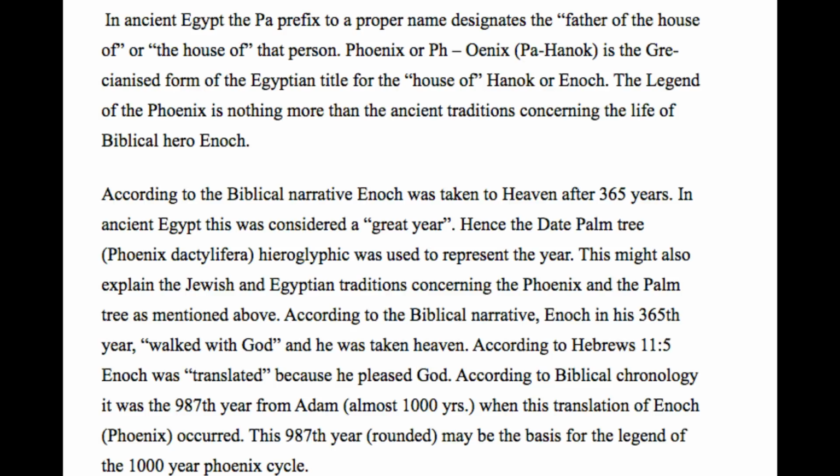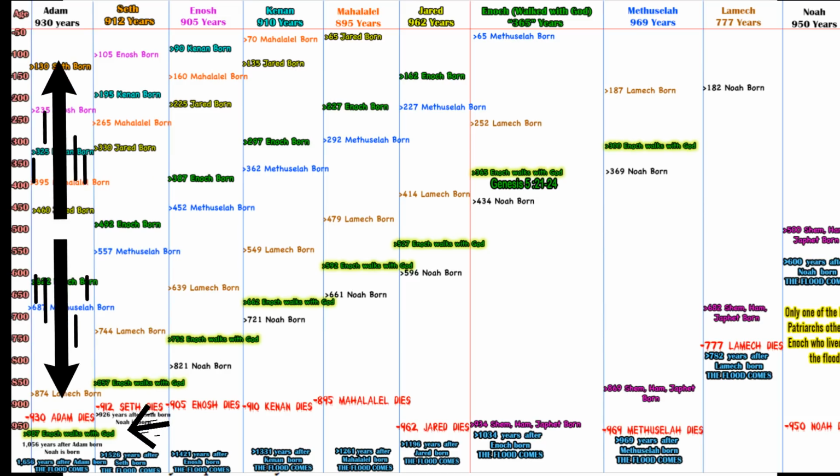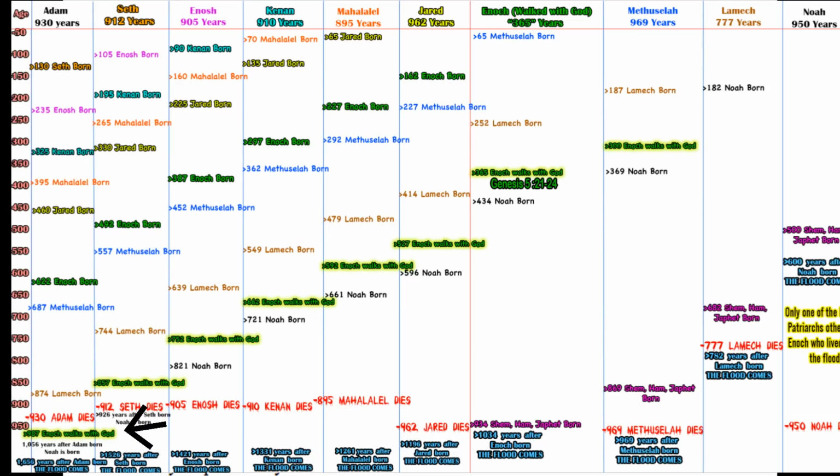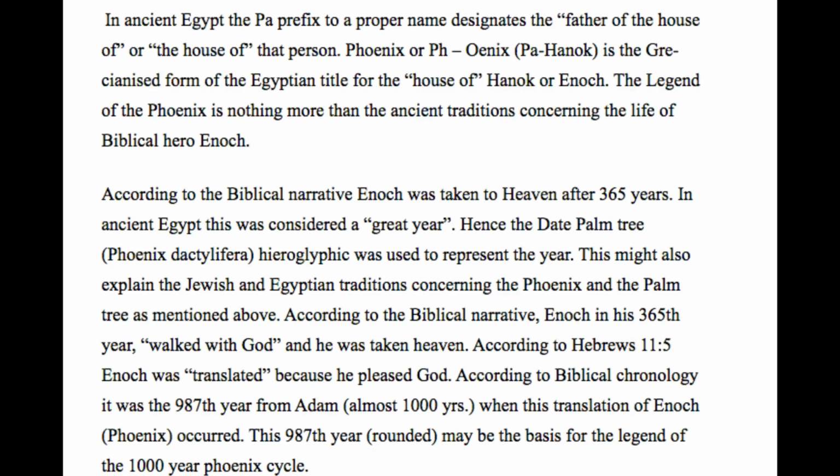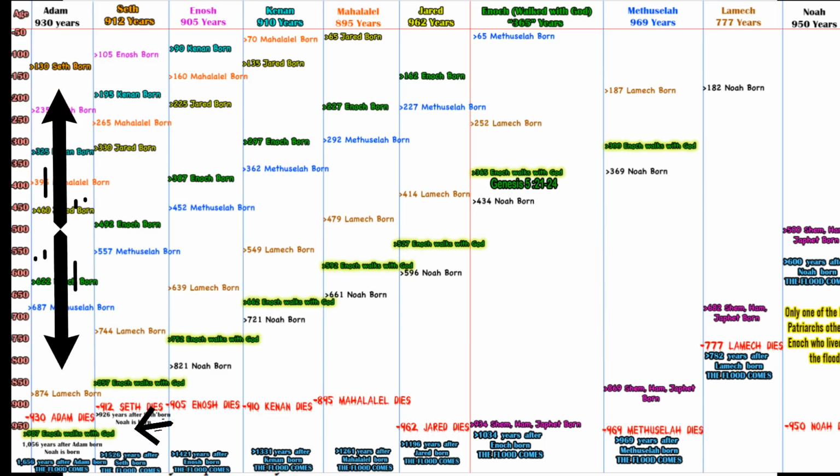Alright, so let's continue. It says, according to the biblical narrative, Enoch in his 365th year walked with God, and he was taken to heaven. According to Hebrews 11:5, Enoch was translated because he pleased God. According to biblical chronology, it was the 987th year from Adam, almost 1,000 years, when this translation of Enoch, phoenix, occurred. This 987th year, rounded, may be the basis for the legend of the 1,000-year phoenix cycle. Okay, you hear that? So this almost happened when Adam was almost 1,000 years old, so 987 years old. But he was already dead because he died at 930. We remember, right?